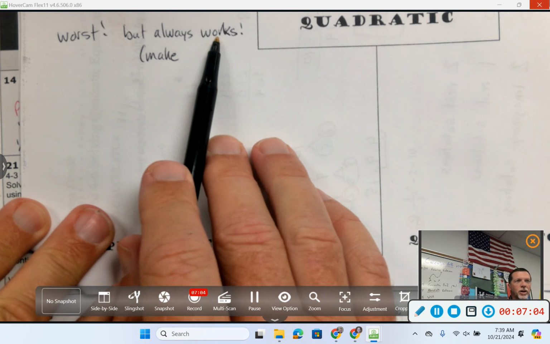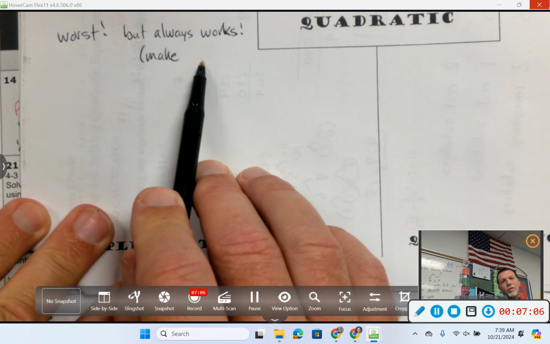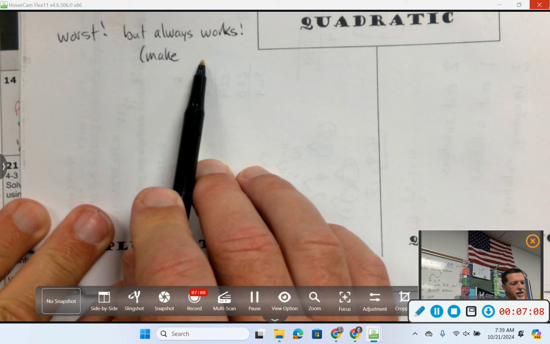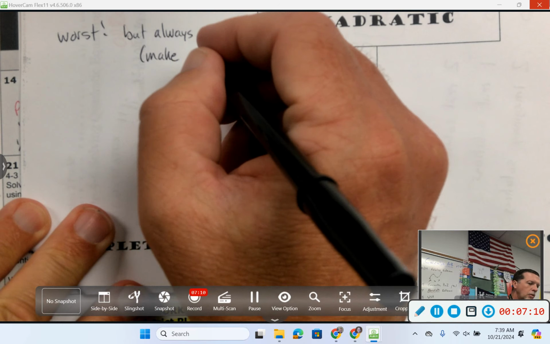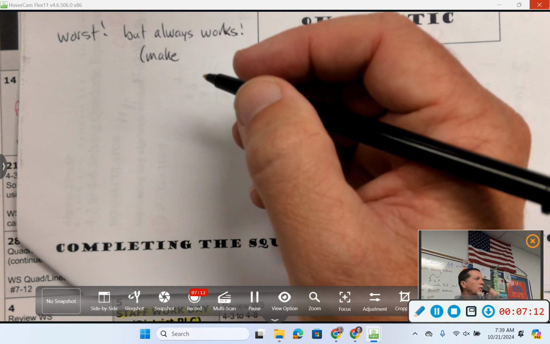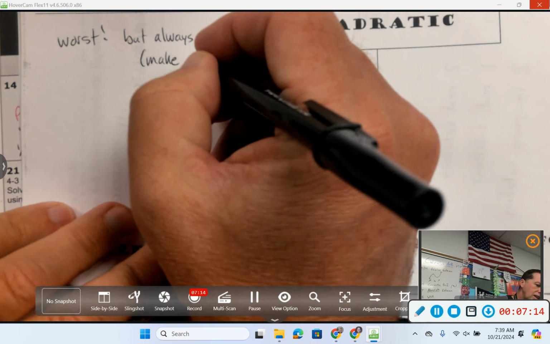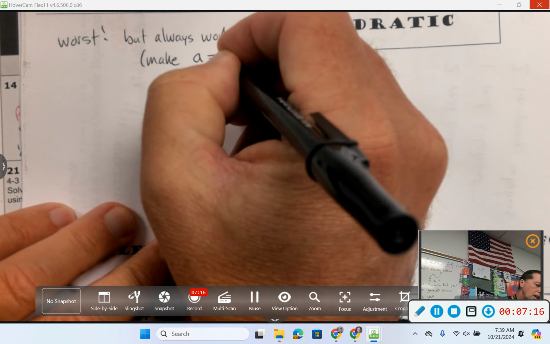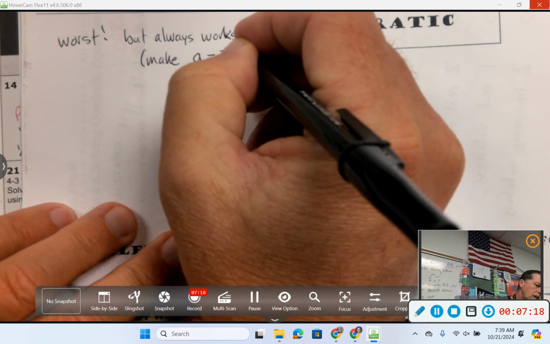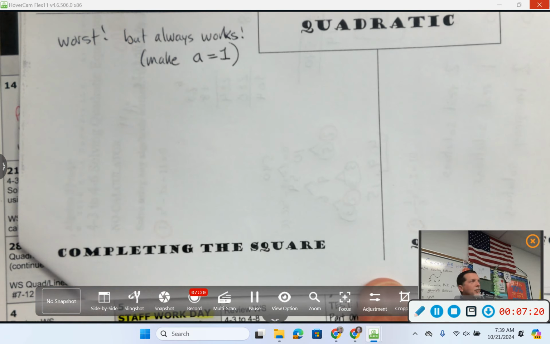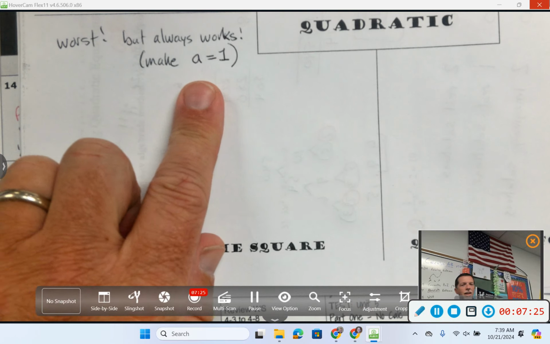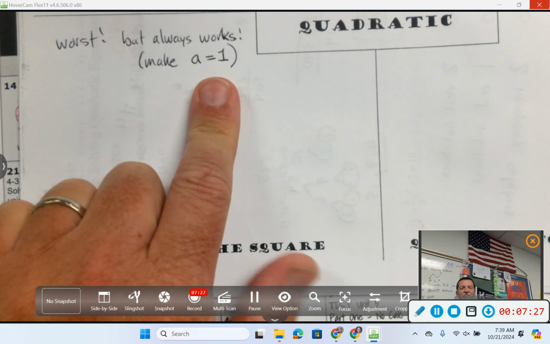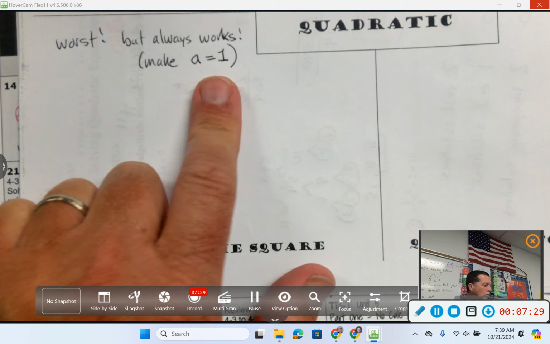What am I about to write here? If you want it to work, you've got to make something happen before you can use the method. You sort of force it into a perfect square, but you can't do that until you have ax squared plus bx, move the c out of the way, but you've got to have a equals 1. And when you do that, that's when sometimes things get really ugly.